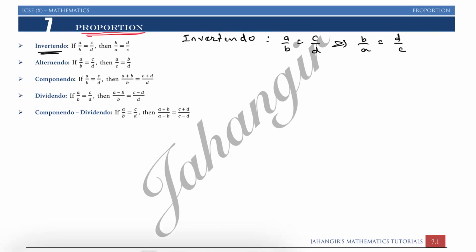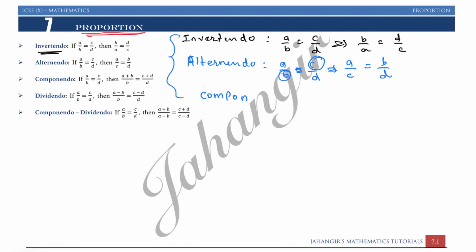Most important property is three properties. First is invertendo, then it is alternando. In alternando we have A by B is equal to C by D. So then we can write A upon C is equal to B upon D, changing these two position. And third is componendo dividendo. These three properties we are going to use mostly in sums. Componendo and dividendo separately, there is no question for exercise, but in homework sheet I had given one or two questions related to componendo and dividendo properties. Most important is componendo and dividendo.